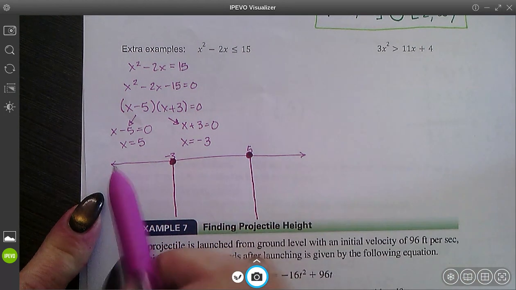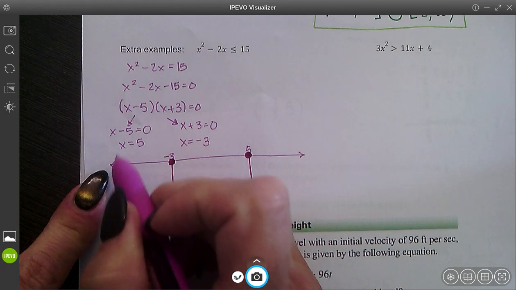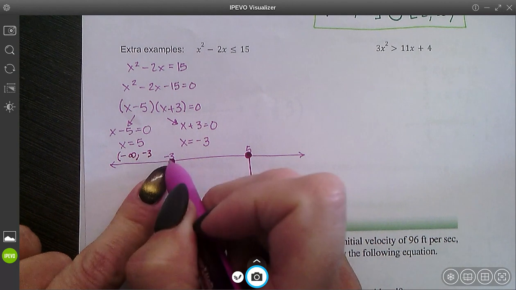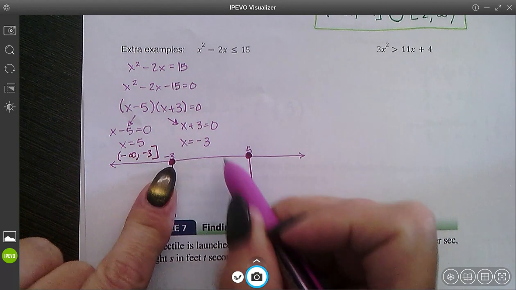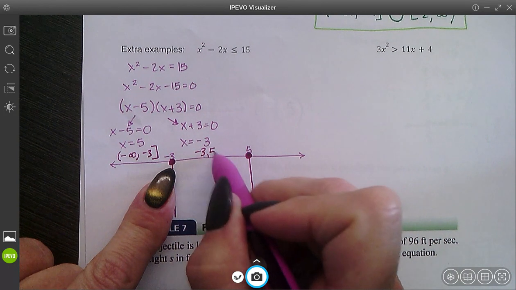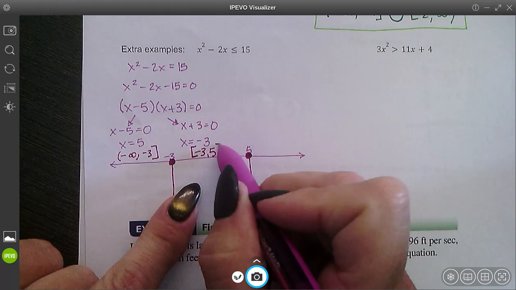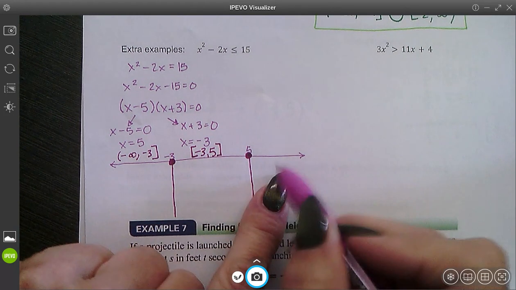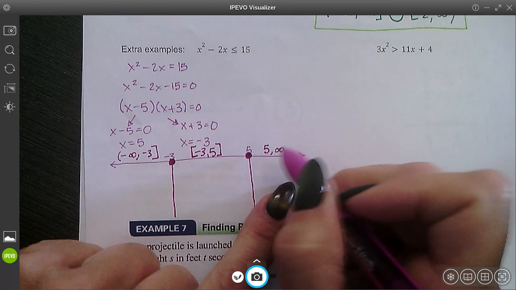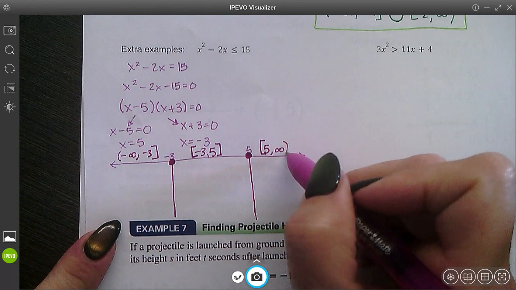And then the intervals, this left interval starts at negative infinity and goes to negative 3. Negative infinity always has a parenthesis. Since negative 3 has a closed circle, that will be a bracket. The second section starts at negative 3 and ends at 5. Since there's a closed circle, I'll use a bracket, and another closed circle, I'll use a bracket. And then my third section starts at 5 and goes to infinity. So I'll use a bracket at 5 because of the closed circle, but infinity always gets a parenthesis.